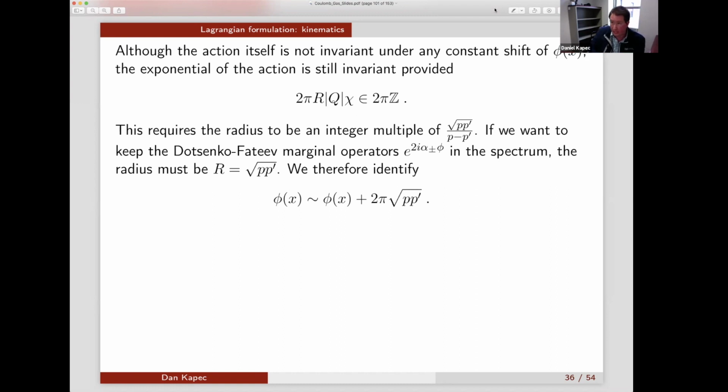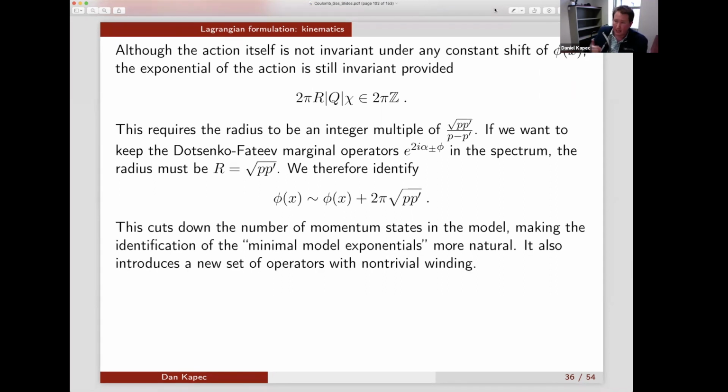And then we also would like to request that we keep the Dotsenko-Fateev marginal operators in the spectrum with integer momenta. And that basically fixes, for generic p and p prime, the radius to be square root of pp prime, okay? So we're going to be working from now on with a compact timelike linear dilaton at this particular radius.